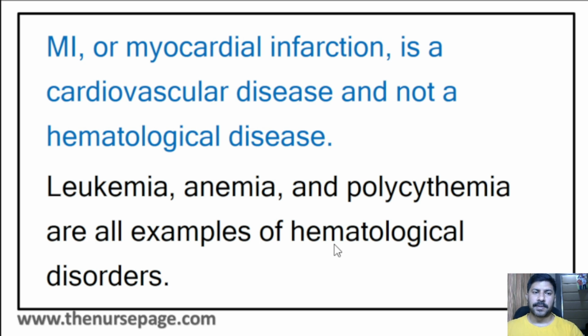So I think it is clear. Myocardial infarction is an example of cardiovascular disease. Leukemia, anemia, and polycythemia are examples of hematological disorders. Hematological disorder means a disorder related to blood.